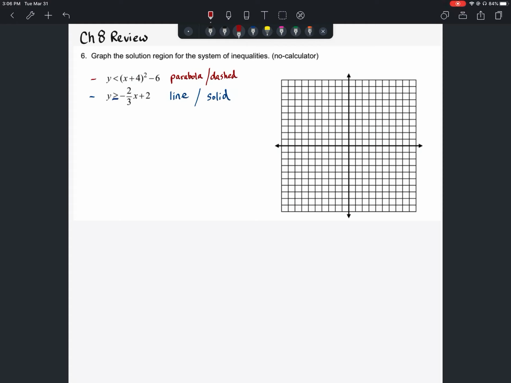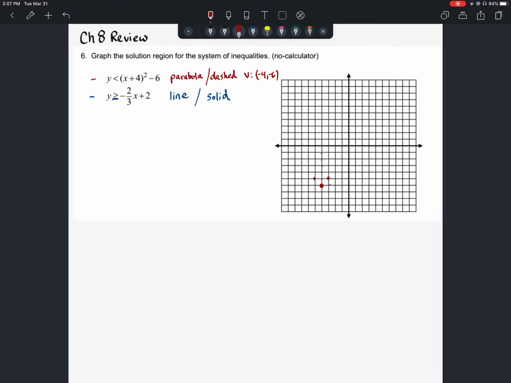So for our y is less than the quantity of x plus 4 squared minus 6, our vertex here is going to be at negative 4, negative 6. So going back to the left 4, 1, 2, 3, 4, down 1, 2, 3, 4, 5, 6. So there's our vertex. It's got standard growth. So remember, we're over 1 and up 1. Holy cow, I went up 2. So over 1 and up 1, reflect it.